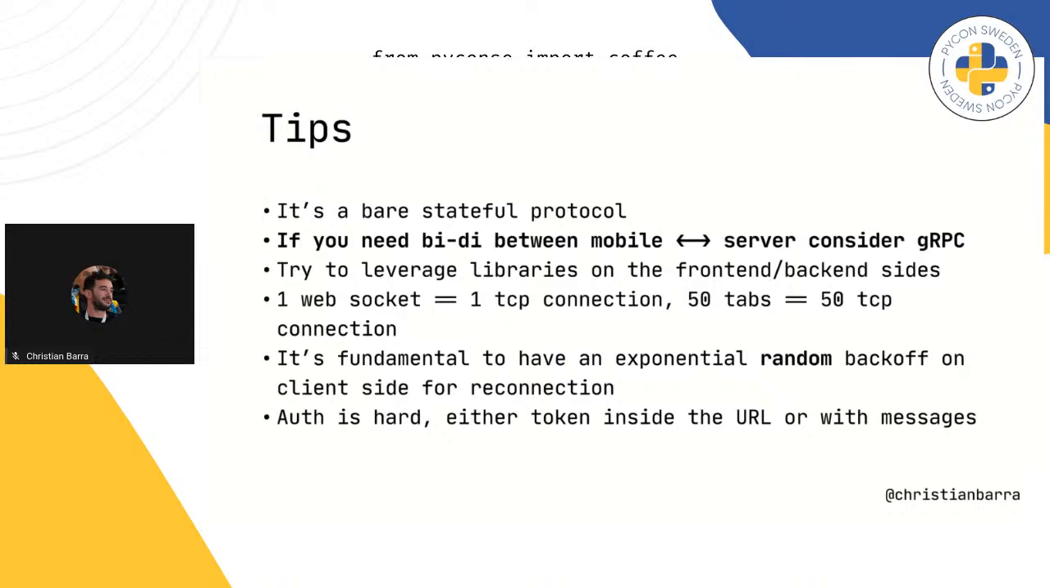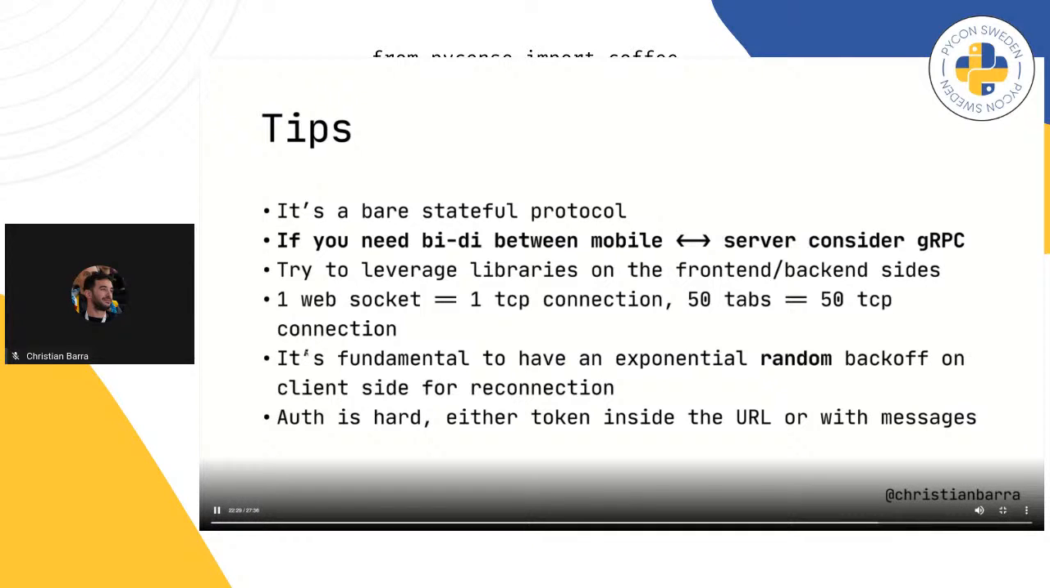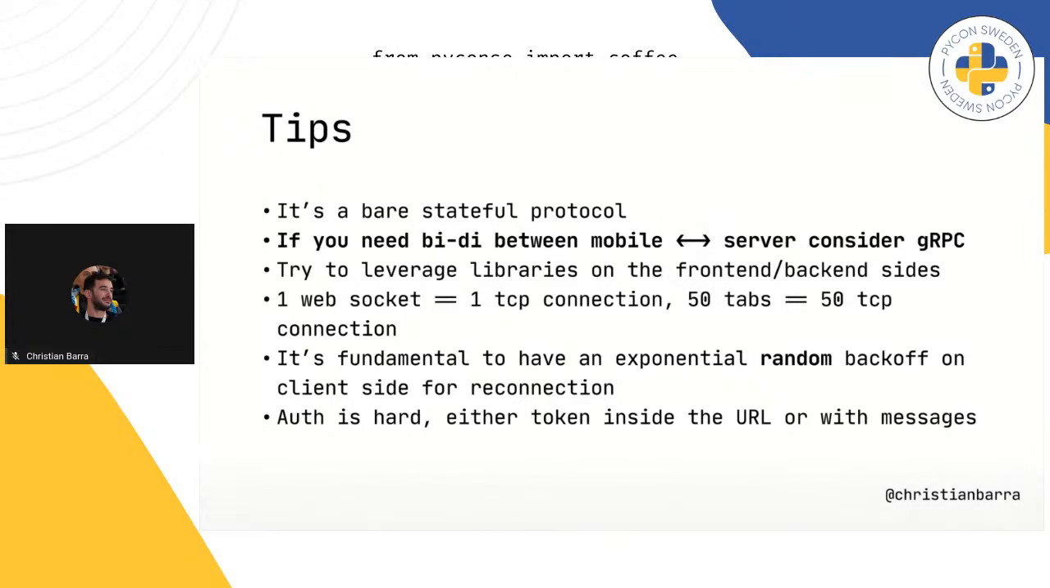Another thing is, especially for clients, it's fundamental to have an exponential random backoff on the client side for reconnection. So if you think you have thousands of clients connected to your server, and for any reason the connection drops, the last thing that you want is to have all the clients trying to reconnect at the same time. So on your client library, you want to implement an exponential random backoff. So the clients are going to reconnect in the next 5 minutes, but they're going to try to reconnect at random times.